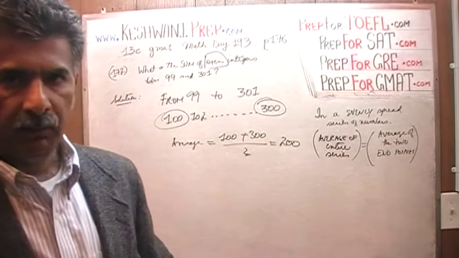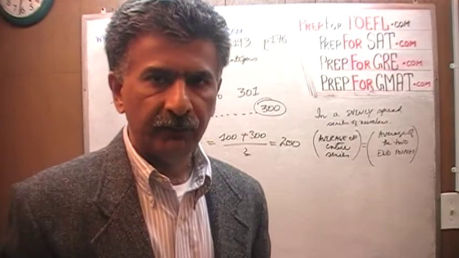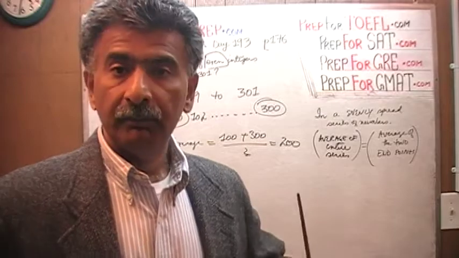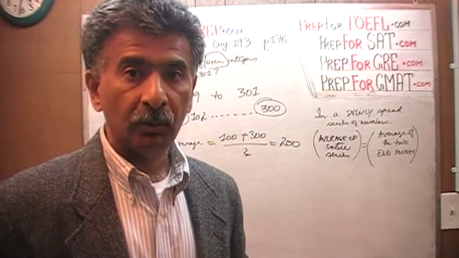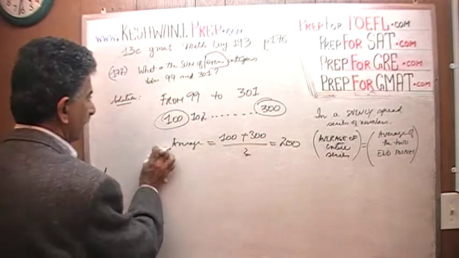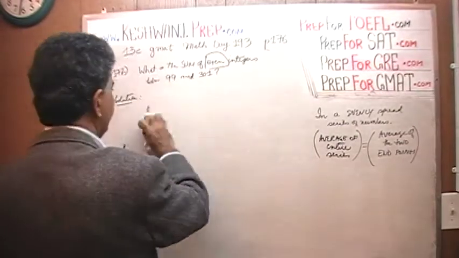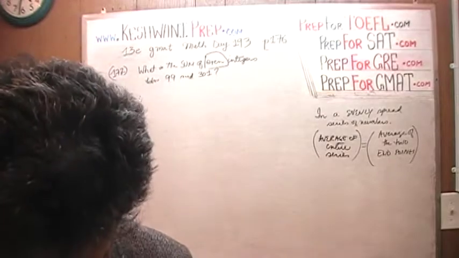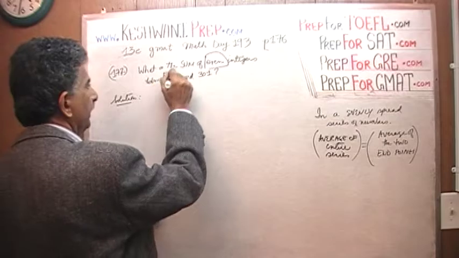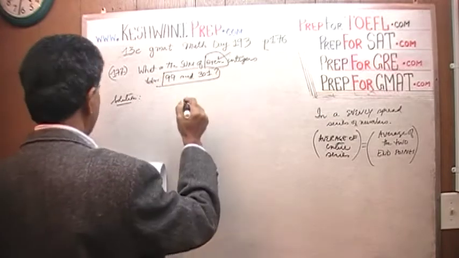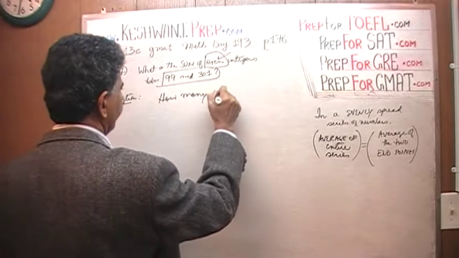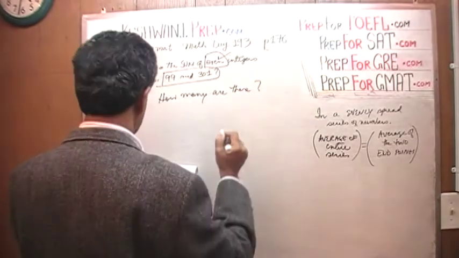Now, all we have to figure out is how many entries there are in the series. Once we know the number of entries and we know the average of the series, we can figure out the sum. We can figure out the total. Very simple. Let's find out how many terms there are. From 99 to 301, how many even integers are there? That's the question.